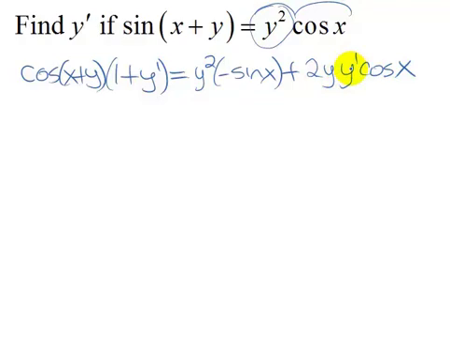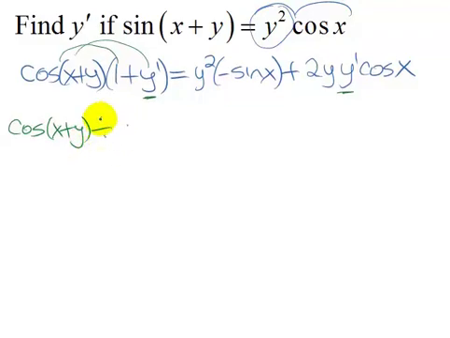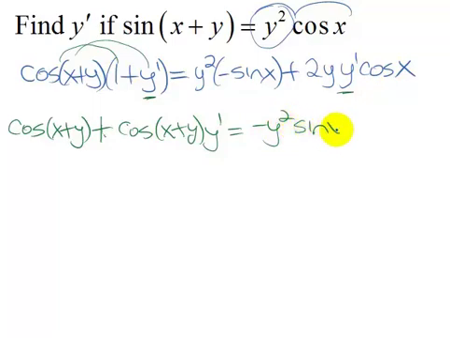Now we'd like to solve this for y prime, and we see we've got y prime in two different places. So let's first of all get rid of these parentheses, and then we'll collect our y prime terms. So I have cosine of x plus y plus cosine of x plus y multiplied by y prime equals negative y squared sine x plus 2y cosine x multiplied by y prime.